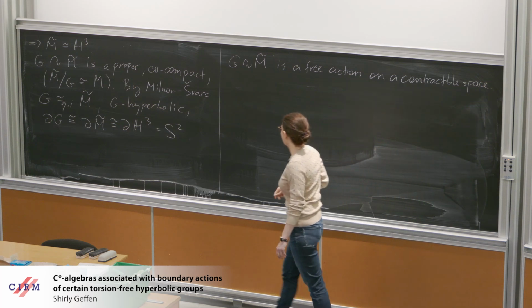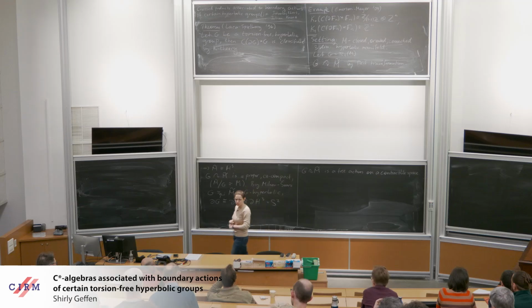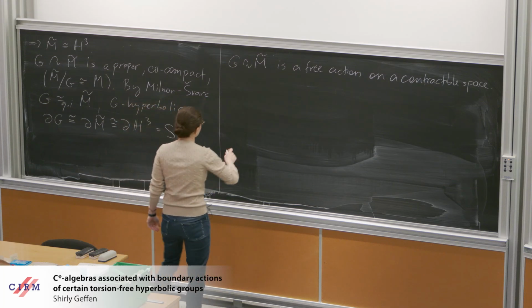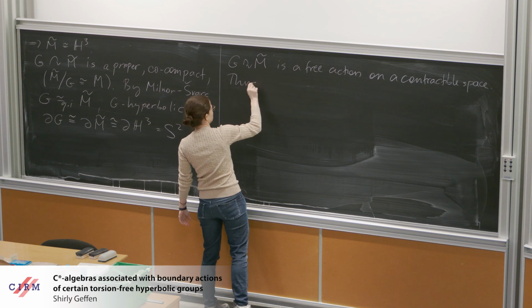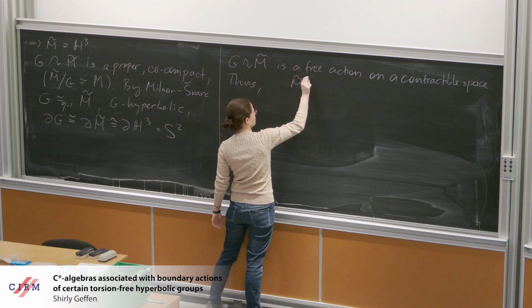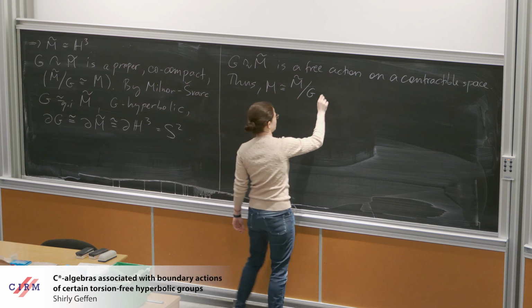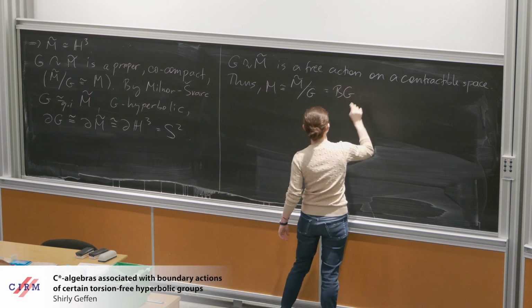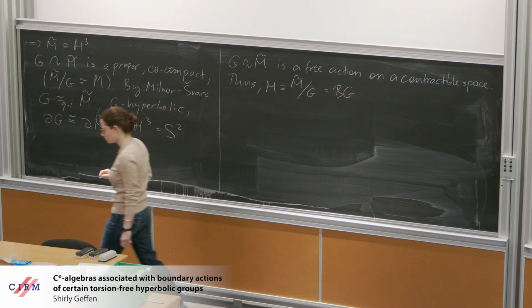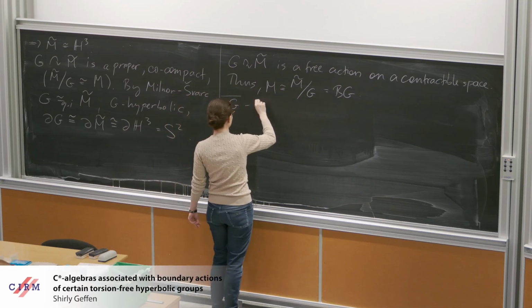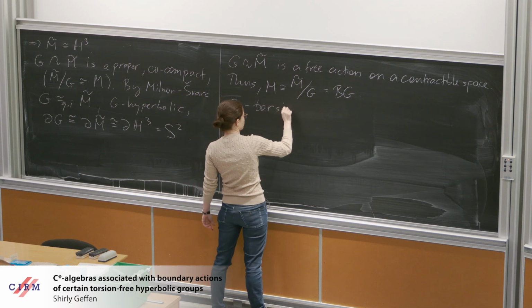And whenever you have such an action, essentially by definition, the orbit space is a model for the classifying space BG. So now, thus, the orbit space, which in our case is just M, is a model for BG. Finally, I also want to observe that the group G is torsion-free.